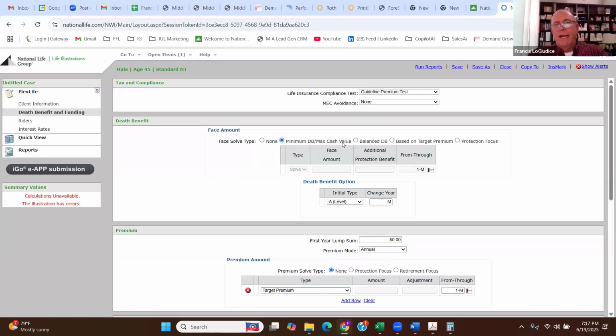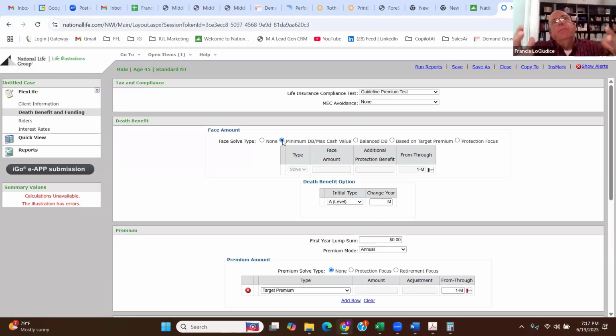Minimum death benefit, maximum cash value. Okay. What this does right here is it allows the lowest amount of life insurance to be in there, giving the most cash growth, based on how much somebody's wanting to put into the policy. So normally I'll start here. Now, there's different ways of reducing the amount of life insurance to give the most cash growth.